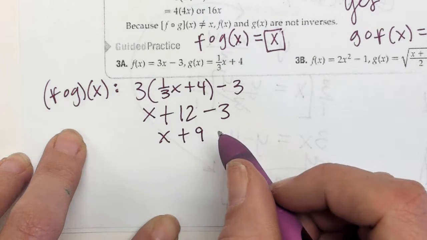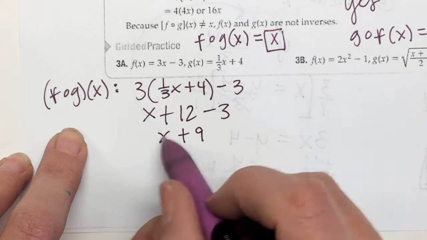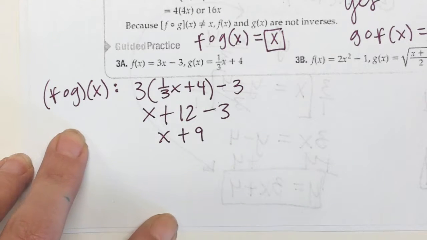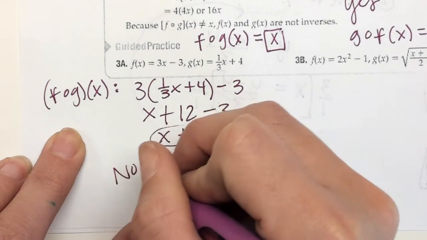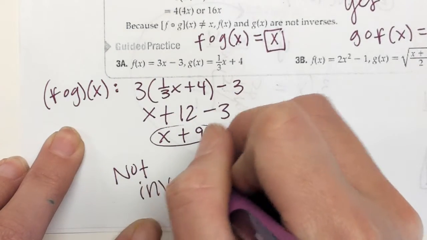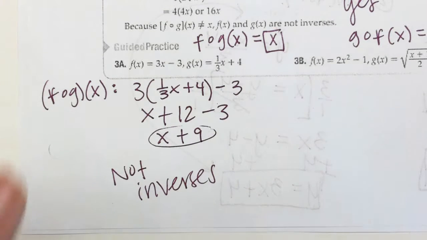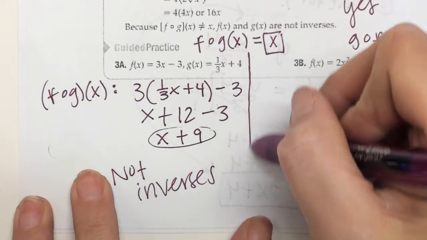Do I have to do the other one? Nope, because is this x? Nope, this is x plus 9. So no, these are not inverses of one another. Questions? Alright. And it doesn't matter which one you find first.